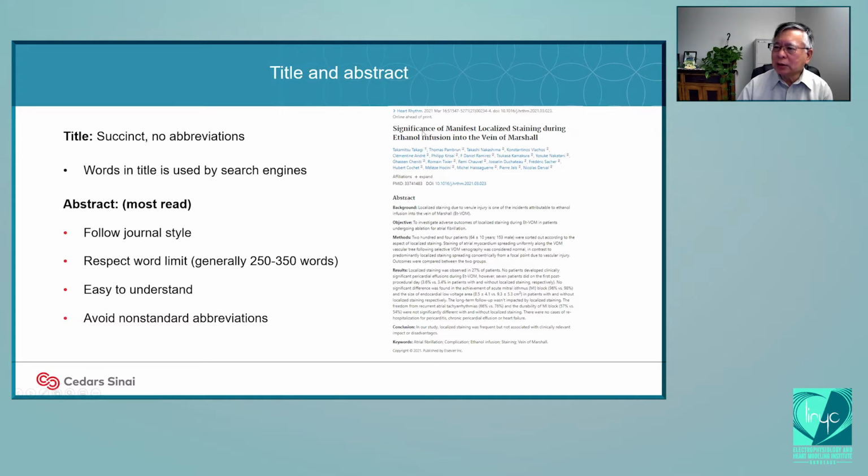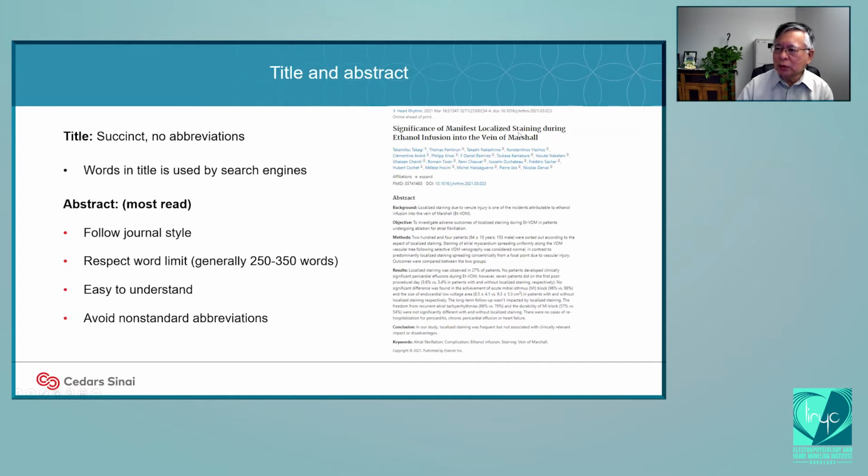On the right side is a paper published in March from this institution in Heart Rhythm. The title is Significance of Manifest Localized Staining During Ethanol Infusion into the Vein of Marshall. Vein of Marshall is something that recently people have been searching for. So if you type Vein of Marshall, you want your paper to be seen. And ethanol infusion is a method that is increasing its popularity. So if you put in ethanol and Vein of Marshall, chances are you're going to see one of these papers.